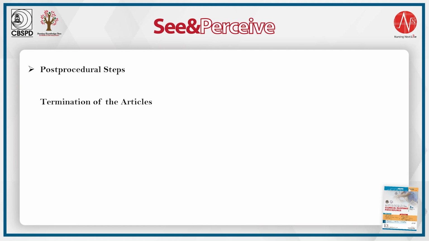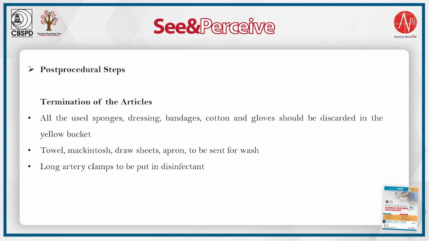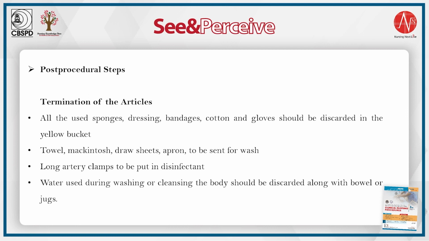Post-procedural steps. Termination of the articles. All the used sponges, dressing, bandages, cotton and gloves should be discarded in the yellow bucket. Towel, macintosh, draw sheets, apron to be sent for wash. Long artery clamps to be put in disinfectant. Water used during washing or cleansing the body should be discarded along with bowls or jugs.